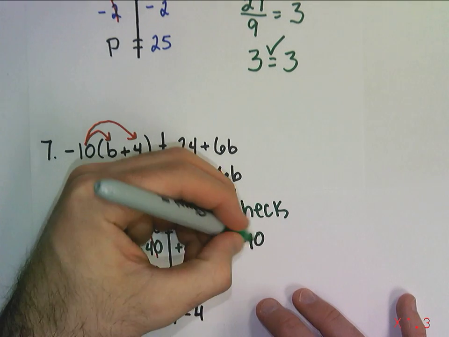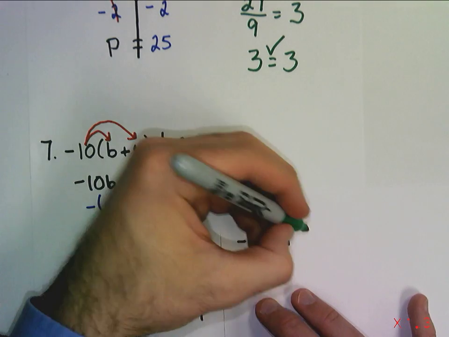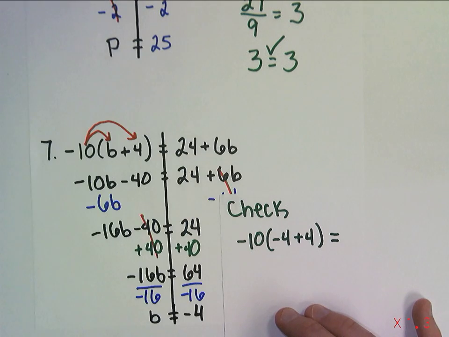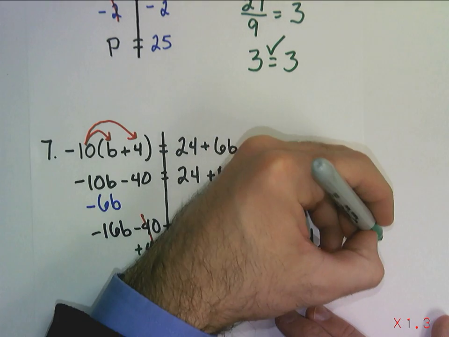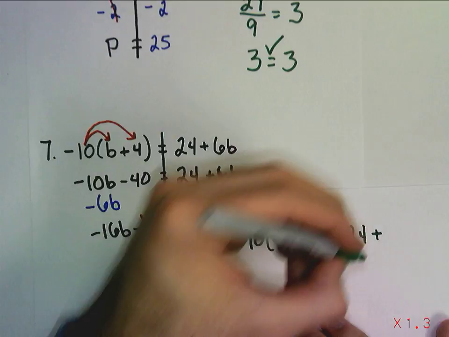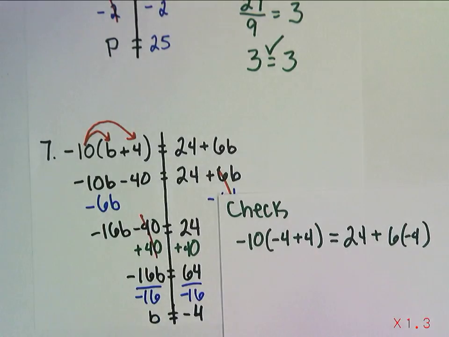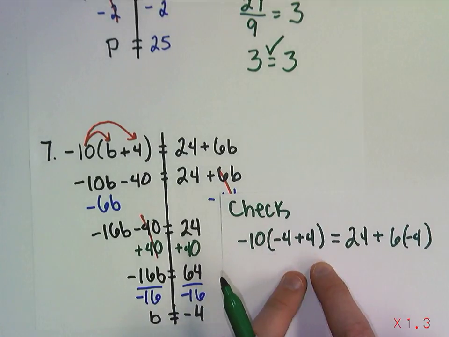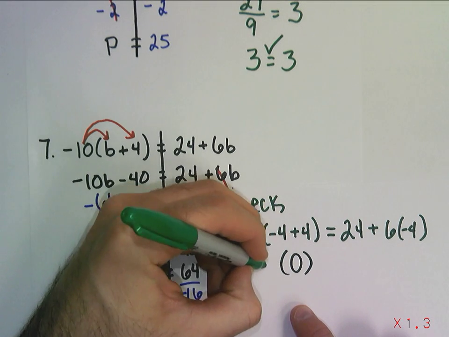Negative 10 times negative 4 plus 4 is equal to 24 plus 6 times negative 4. So now we need to go through our order of operations. Parentheses first. Negative 4 plus 4 would be 0, and that's multiplied by negative 10.